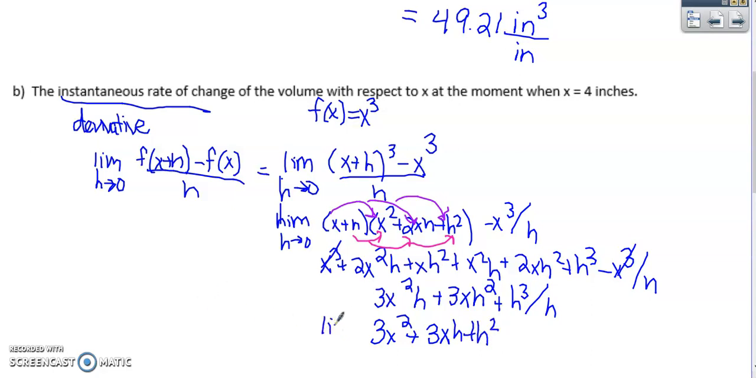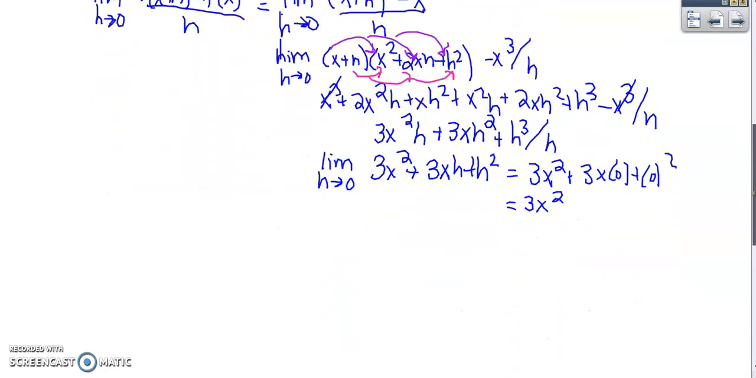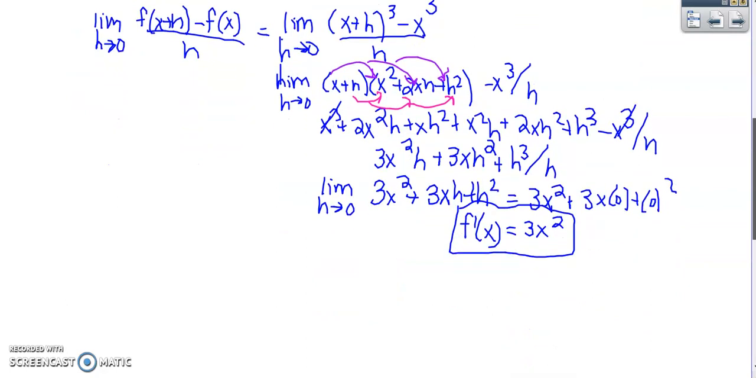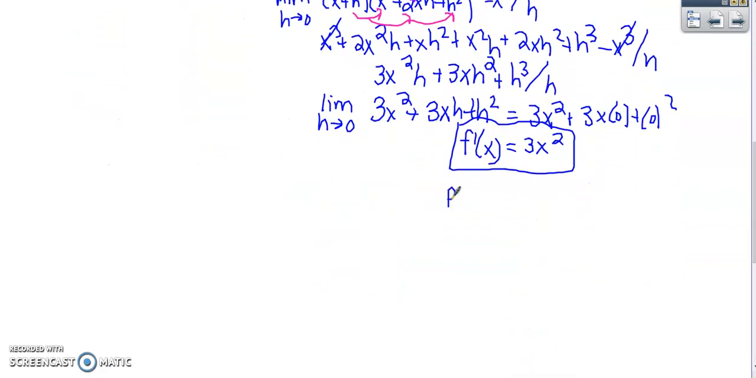All right, now what happens when I can finally do the limit as h goes to 0 of that quantity? I plug the zeros in for h. 3x squared plus 3x times 0 plus 0 squared is 3x squared. So 3x squared is my derivative. F prime of x is 3x squared. And what does the derivative do? It gives me the rate of change at any point. What point am I talking about here? I am talking about the point exactly when x is 4. So I plug in 4.